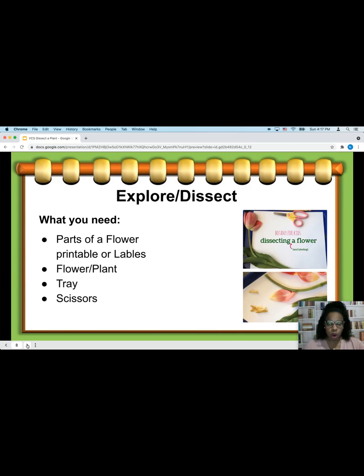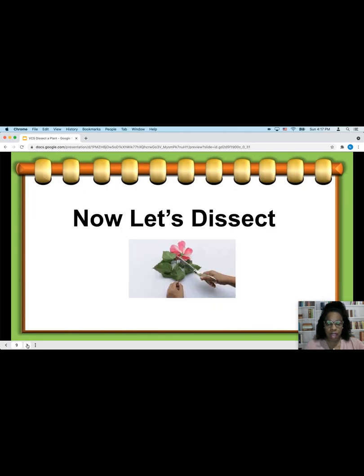You can explore and dissect a flower. To do that, you'll need the parts of the flower principle or labels, the flower or plant itself, a tray, and some scissors. Now let's dissect.